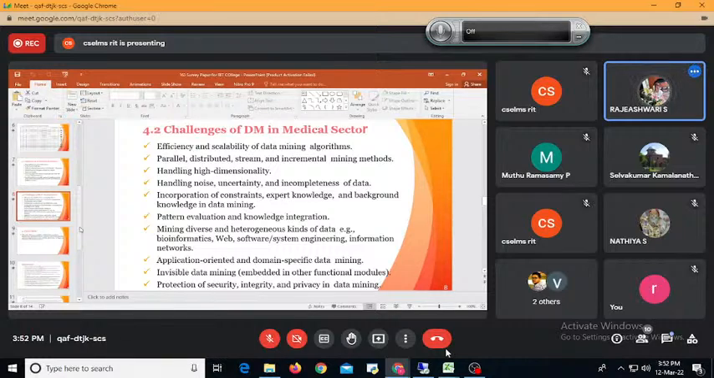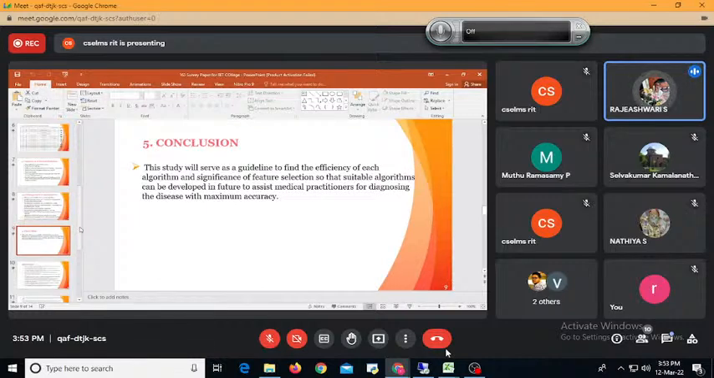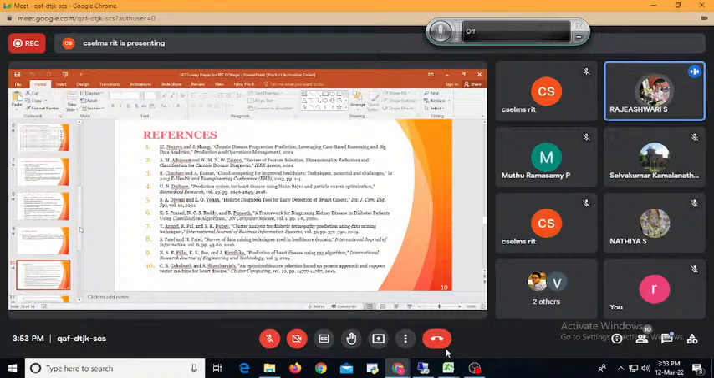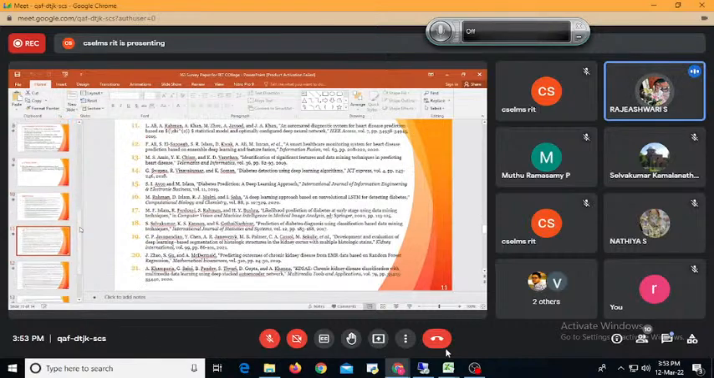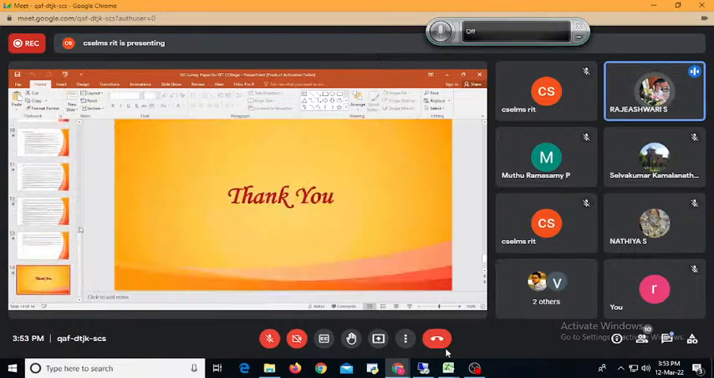Up to that, I conclude. Hence, I conclude that though several methods were used, all of them have their own merits and demerits based on their outcomes. I think this study will serve as a guideline to find the efficiency of each algorithm.